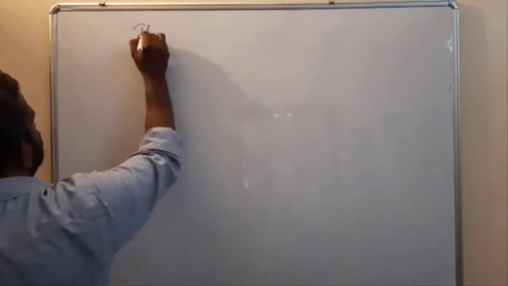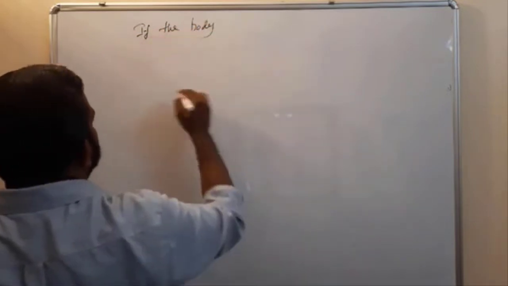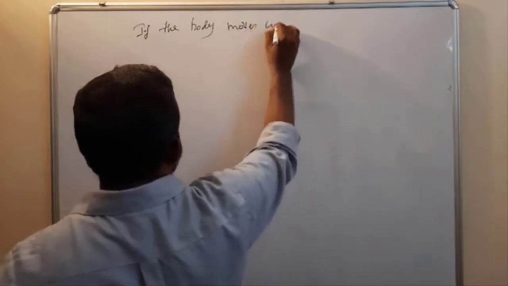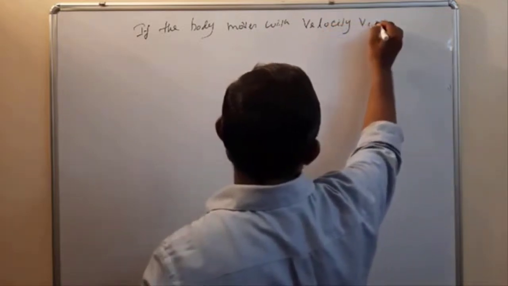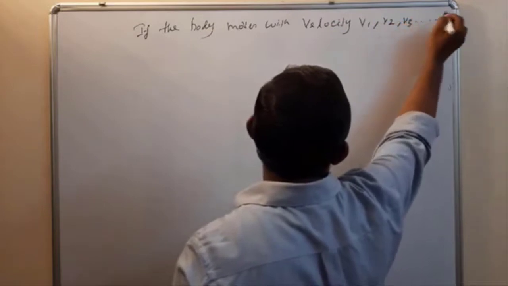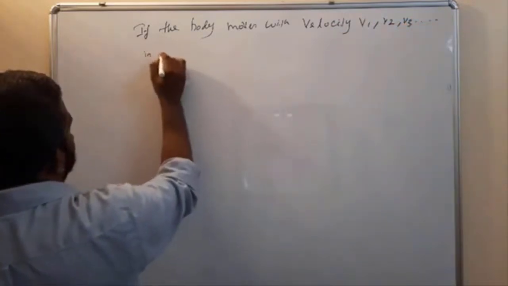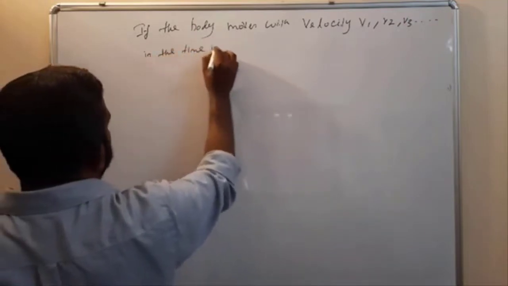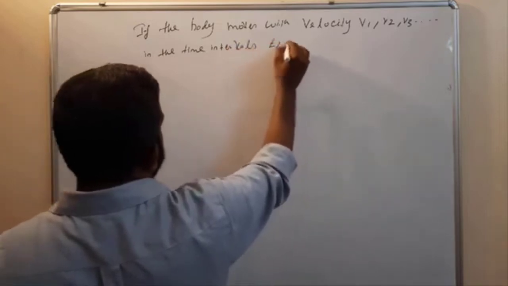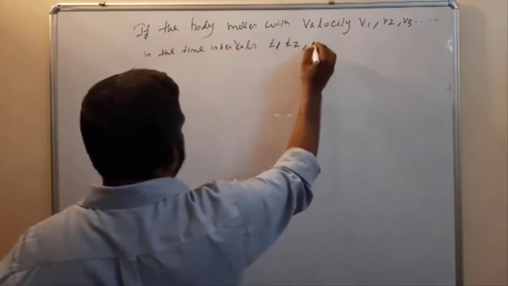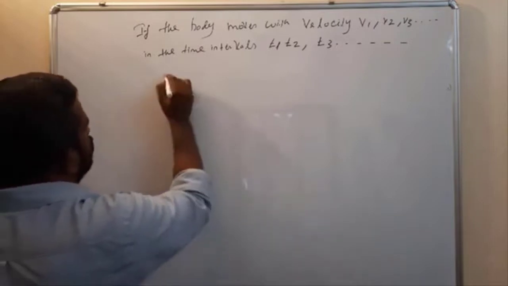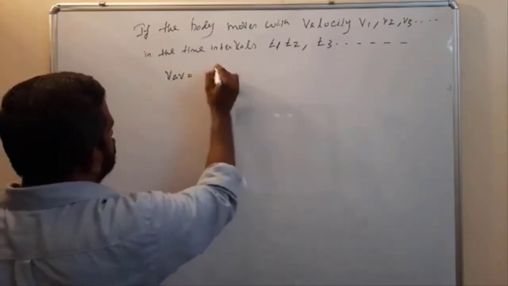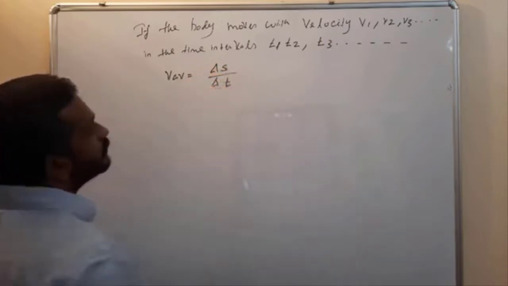Suppose the body moves with velocities v1, v2, v3, etc. in the time intervals t1, t2, t3, etc. So what is the average velocity? So V AV is equal to delta S by delta T.